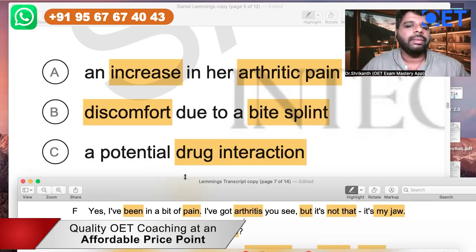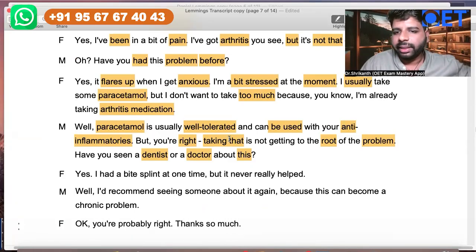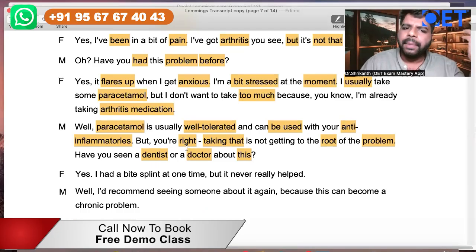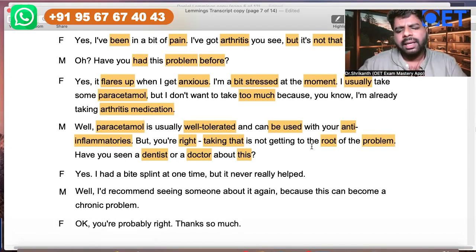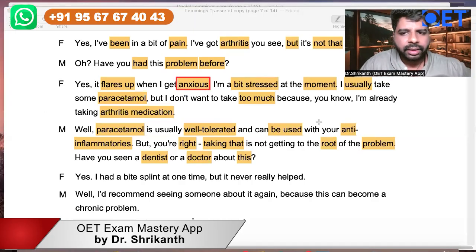So the solution from the pharmacist is that it is usually well tolerated. You can safely take the medications with anti-inflammatories. Okay, and he is saying, but that is not getting to the root of the problem. Root means the cause. That is the jaw pain. So the jaw pain here, the anxiety is just a trigger. Now see over here, you have to understand that anxiety is just a trigger.